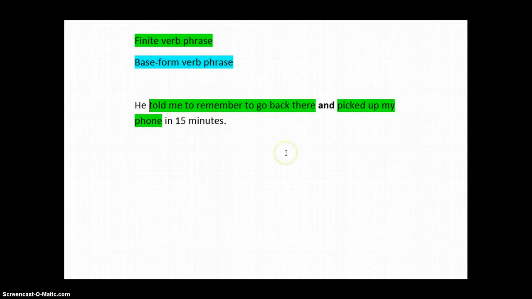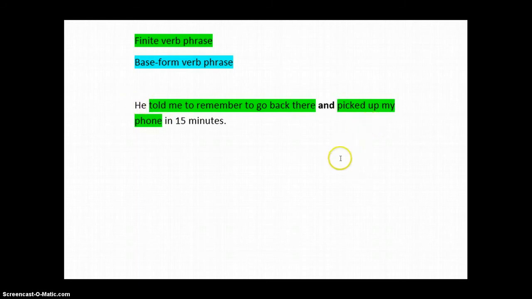There's our other finite verb phrase. So this is a parallel finite verb phrase and finite verb phrase, but it doesn't mean what the writer intended for it to mean. Right now, it says that he did two things. He told me something, and he picked up my phone.